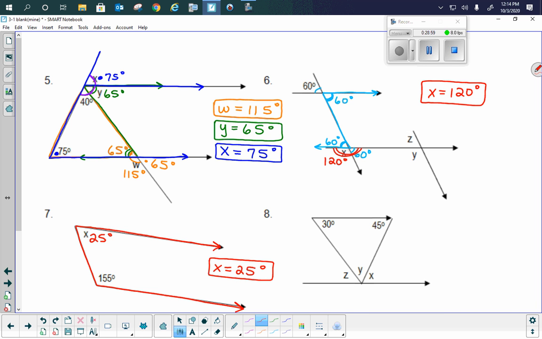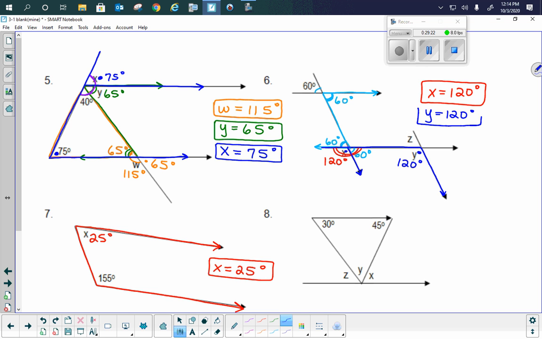X and Y are sitting inside of an F with the appropriate parts being parallel. So X and Y should be equal to each other because they are corresponding, right? This part and this part are equal. So Y would be 120 degrees. Was there a different way to do Y?